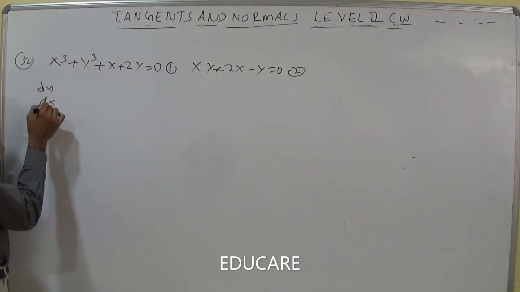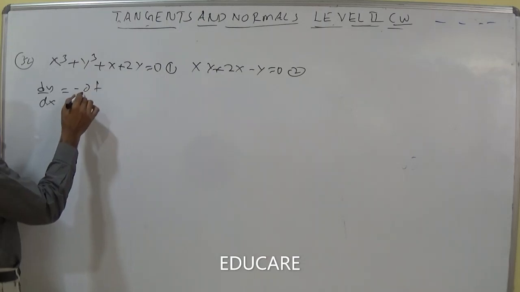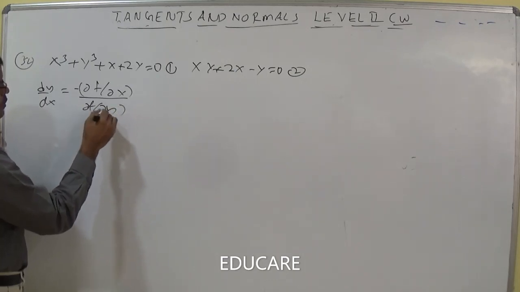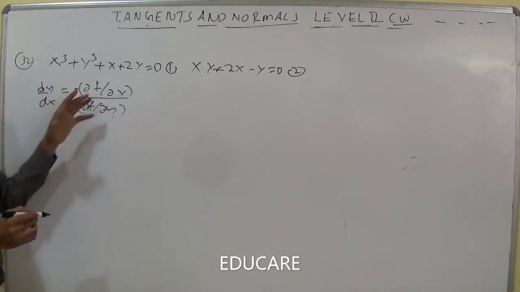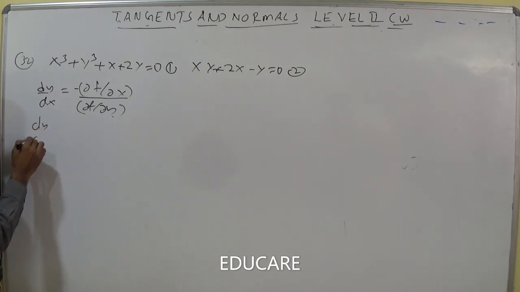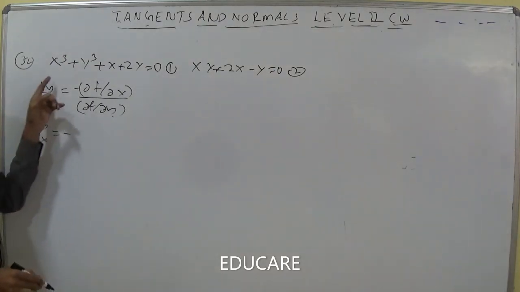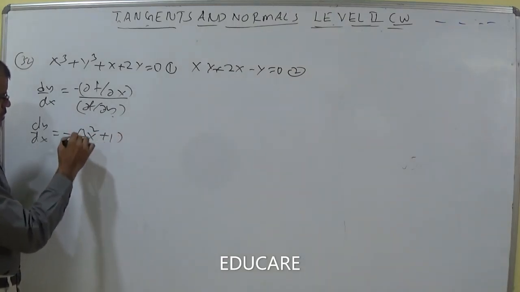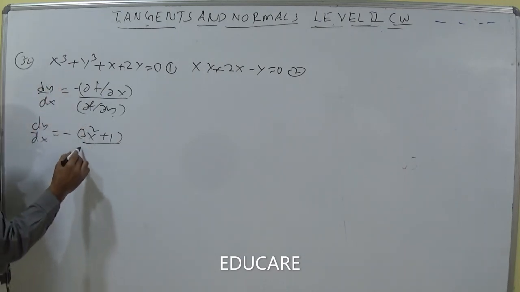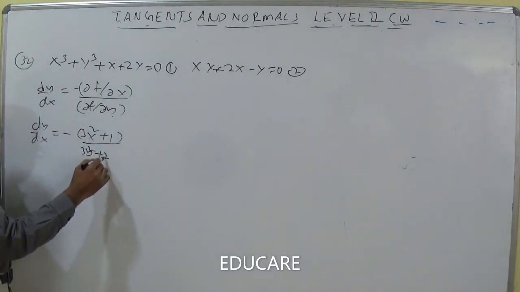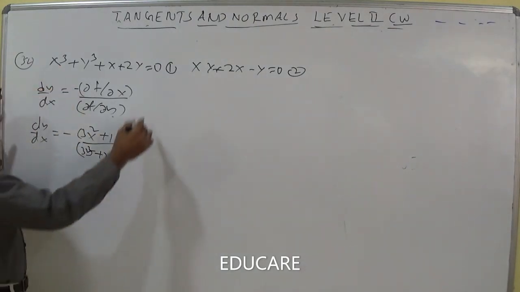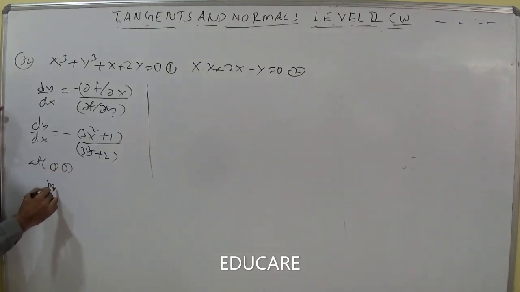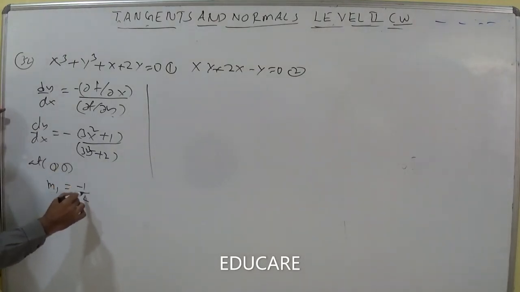Using the formula of the implicit function, dy by dx is equal to minus dou f by dou x by dou f by dou y. So differentiating, we get dy by dx is equal to minus of 3x square plus 1 by 3y square plus 2, with the derivative of y square and y cube. At (0, 0), the slope m1 is equal to minus 1 by 2.